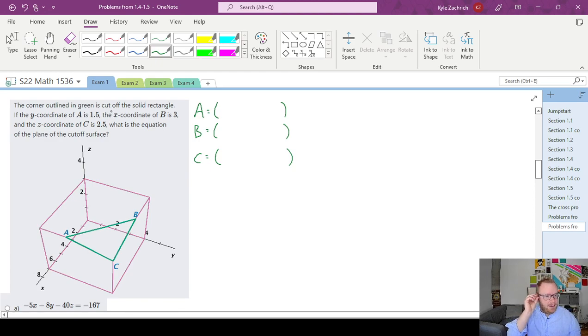All right, so we're given some information about the y coordinate of A, so I'm just going to put that in there. I'm going to say the y coordinate's 1.5, the x coordinate of B is 3, and the z coordinate of C is 2.5. Okay.